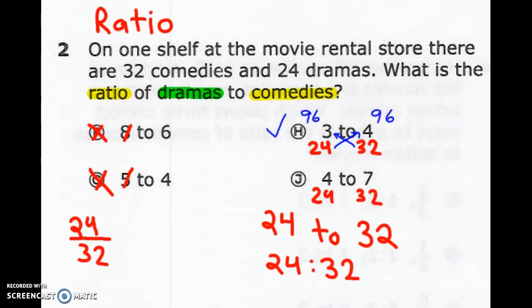I'm going to just check the letter J now. 32 times 4 is going to give me 128. 24 times 7, we're going to work out right here on the side. 28, 14, 15, 16, 168. I can easily see that those two numbers are not equal. J is not the answer, so our answer of 3 to 4 was correct.